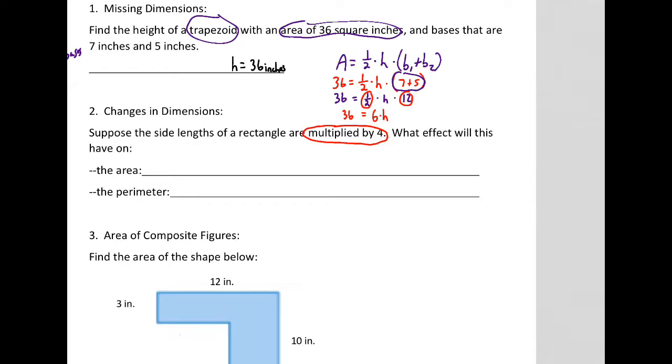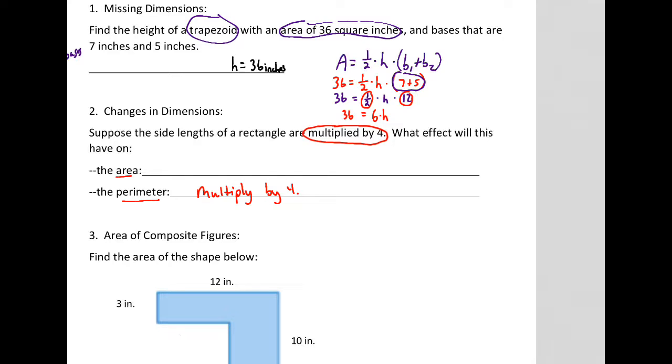Now remember the rule, we had a rule for perimeter and we had a rule for area. So the rule for perimeter, we'll start with the bottom one, was whatever you do to the dimensions, you do the same thing to the perimeter. So if we are multiplying the side lengths by 4, we are going to multiply the perimeter by 4 as well. You do the same exact thing.